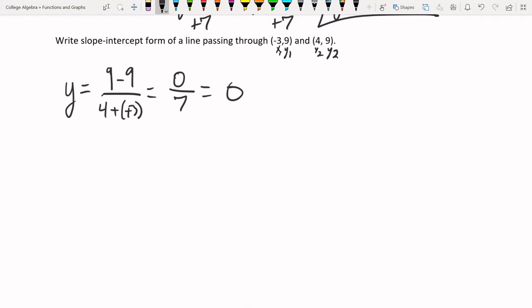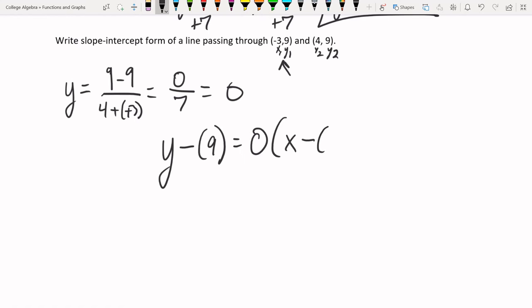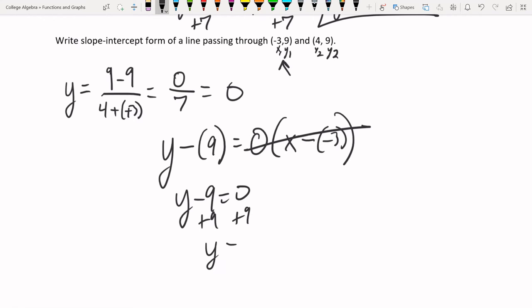All right. Now, we can use the point-slope formula. Again, I'm going to use this point here, point-slope formula to find the slope-intercept formula. y minus y1 equals m times x minus x1. And you see this whole thing goes to 0 because it's 0 times something, which is just 0. y minus 9 equals 0. Add 9. y equals 9.